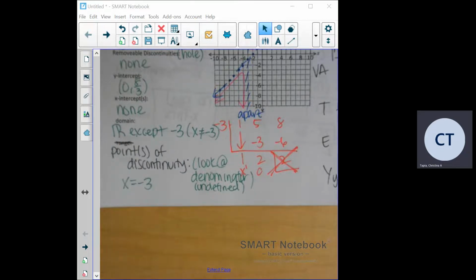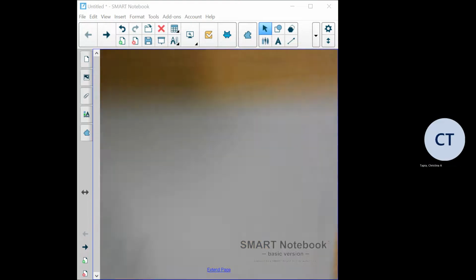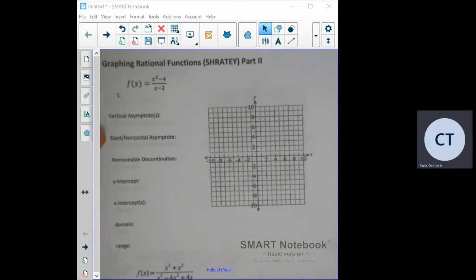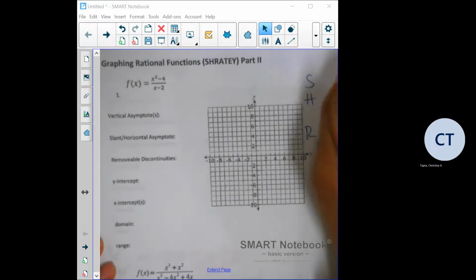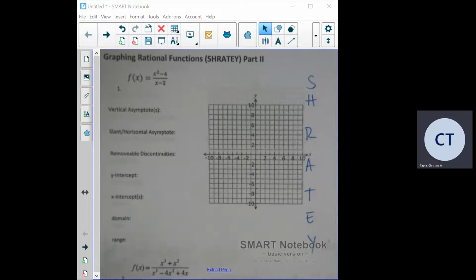I'm only looking at 3 questions today on this packet, so now you know. Question number 1 will not take too long. For question number 1, I'm going to write SHRATEY along the side, and I want you guys to start simplifying. If you need the back side of the page, it's there. This is just a review of Algebra 2.